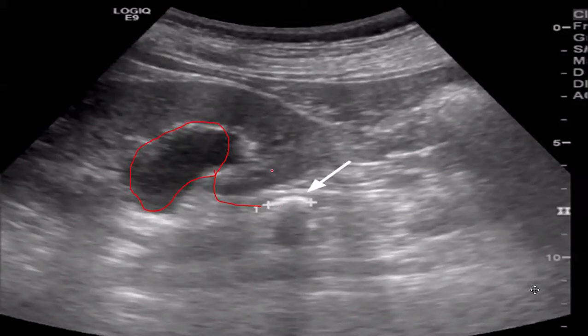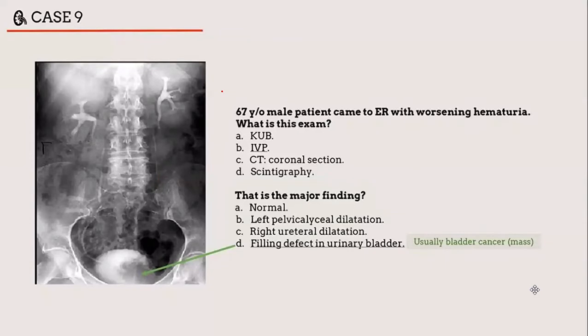We continue na lang. What's the time now, Doctora? What's the time? 10:19 po. 10:19. Okay, sige. Continue.